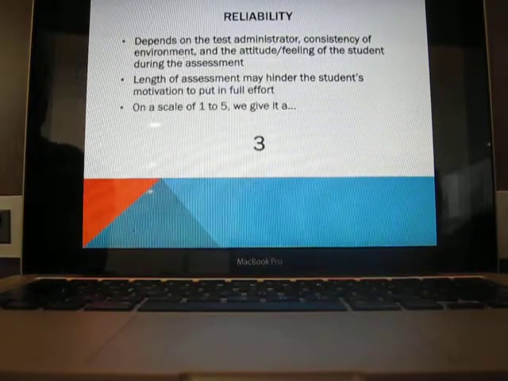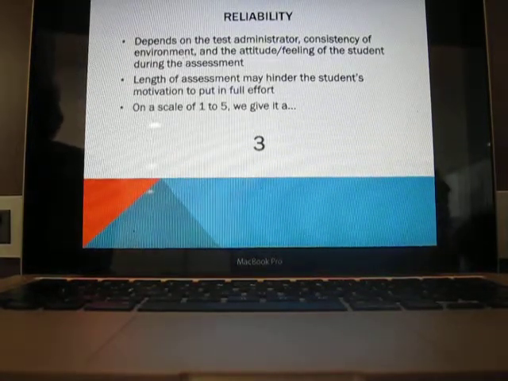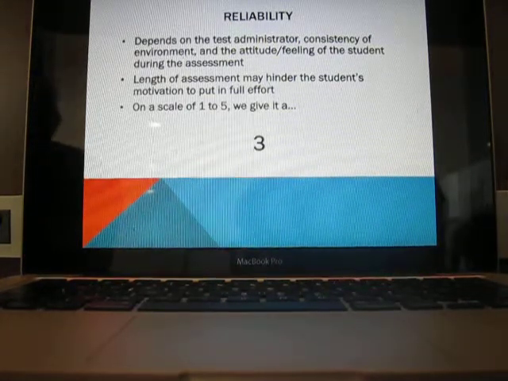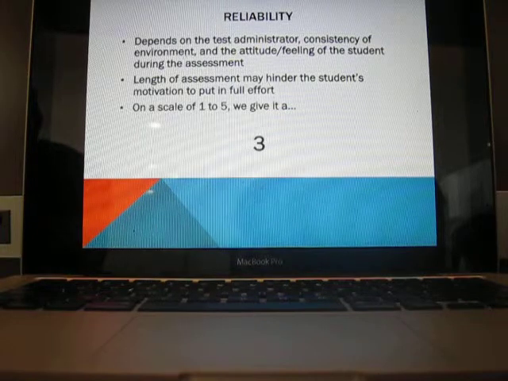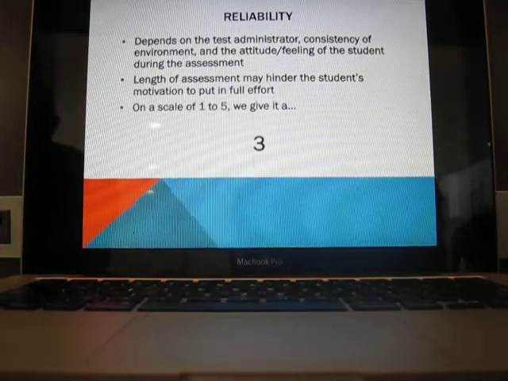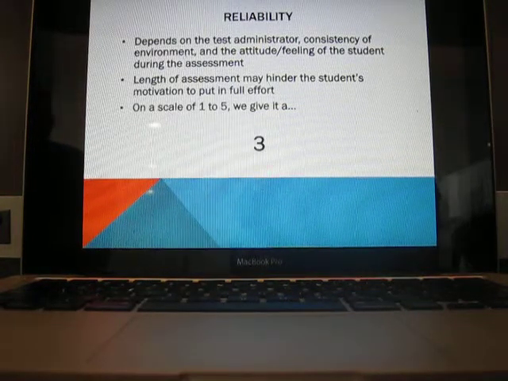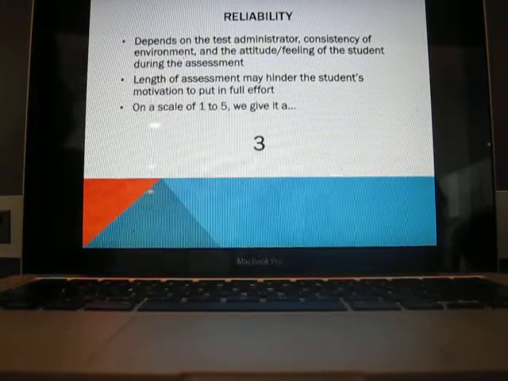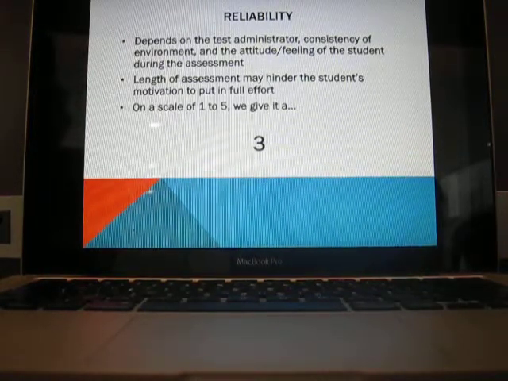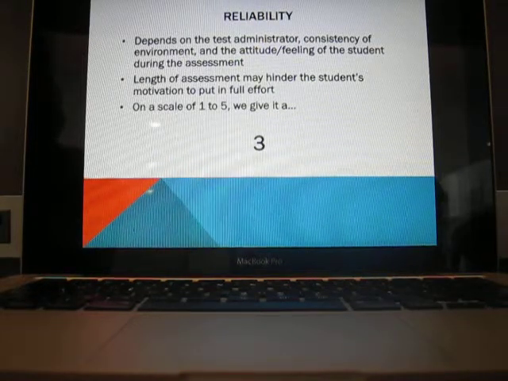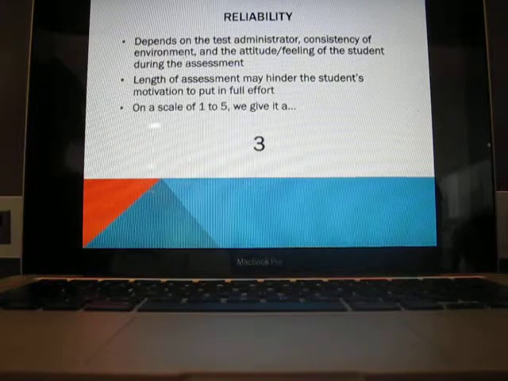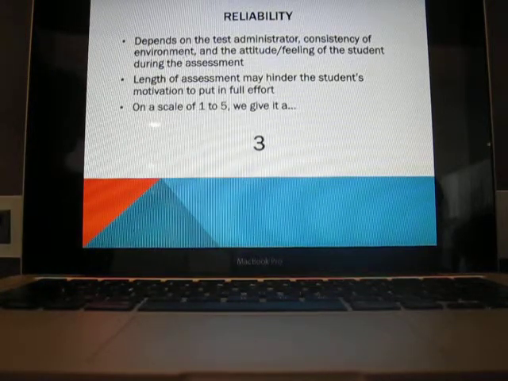In terms of reliability, that of course depends on the test administrator, the consistency of the environment, how the student is feeling, their attitude that day during the assessment. The length of the assessment may hinder the student's motivation to put in full effort. That is, if a student is just reaching their frustration level and they're unable to focus as well. So on a scale of 1 to 5, we gave it a 3.